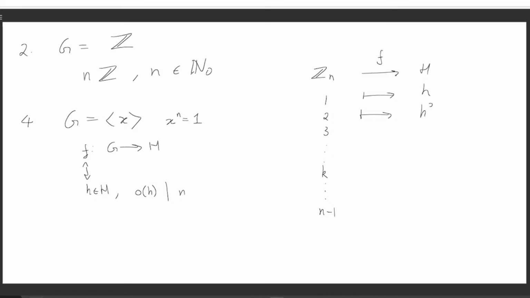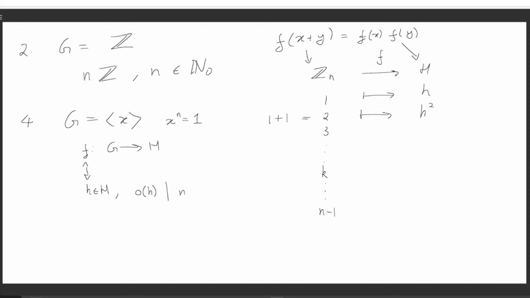Use multiplicative notation. Here is additive notation; I'll use multiplicative notation there. So 2 has to go to h square because f of x plus y, since this is additive notation, has to be equal to f of x times f of y in H. We use multiplicative notation. Because 2 is actually 1 plus 1, f of 1 plus 1 has to be f of 1 times f of 1, which is h square.